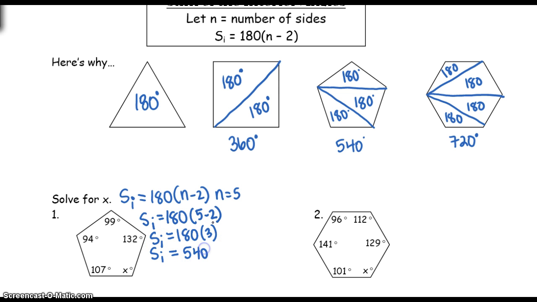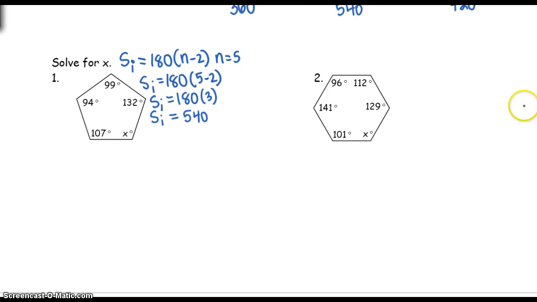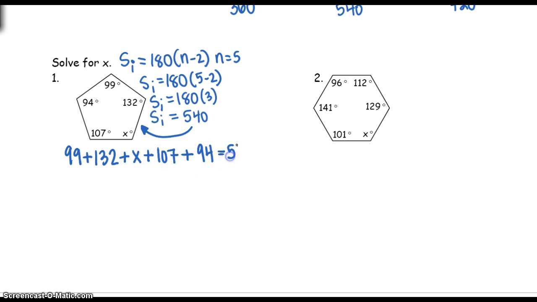Now you're not done because it said solve for x. Read those directions. So we know all of these will add up to 540. So all of these will add up to 540 degrees. So that's what we're going to write out on our paper. So let's start with the 99. So 99 plus 132 plus x plus 107 plus 94 equals 540.